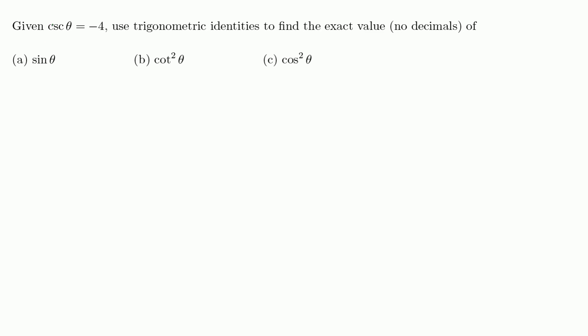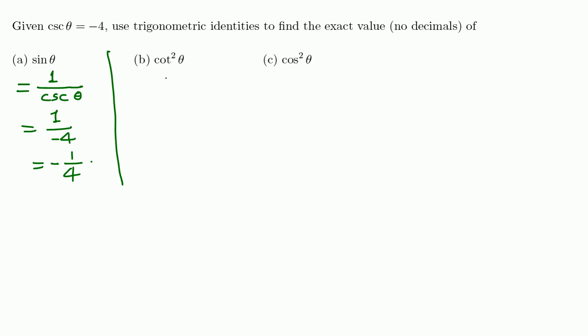Okay, so in part A we have sine theta. Sine theta is the same as 1 over cosecant theta, because sine and cosecant are reciprocal. So that is 1 over cosecant, which is -4. So 1 over -4, which is the same as, pull the negative to the front, -1/4.